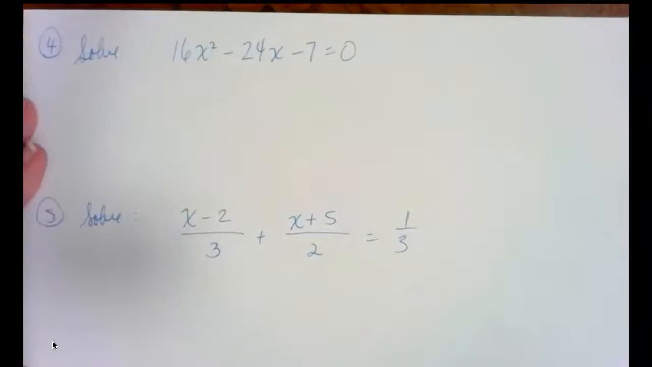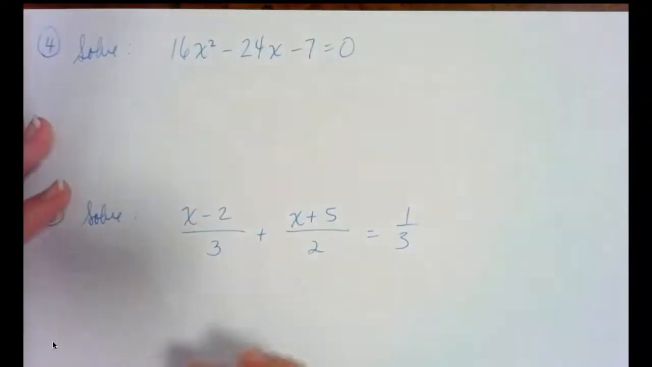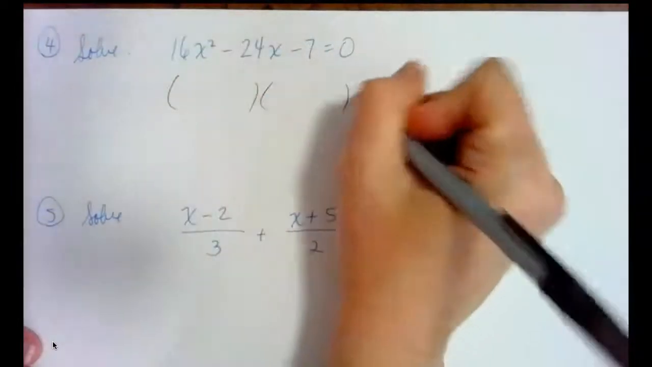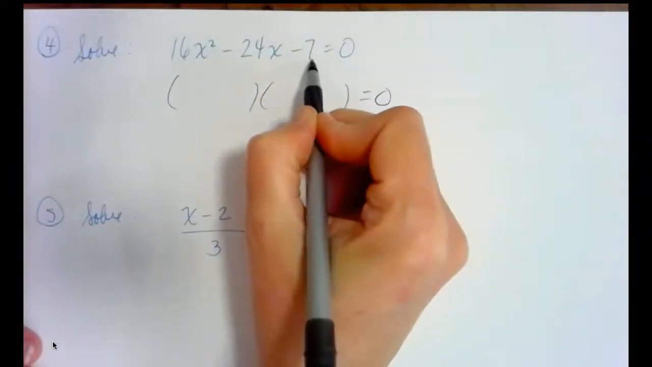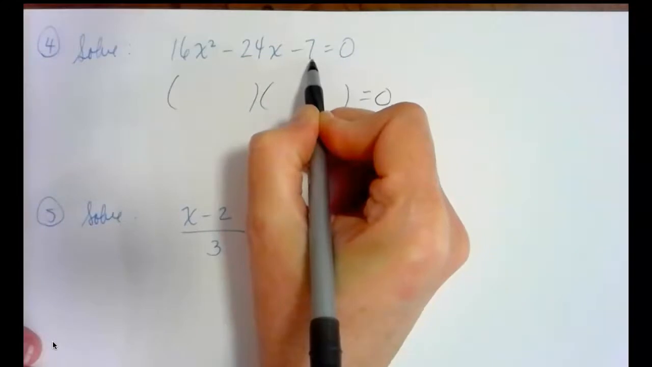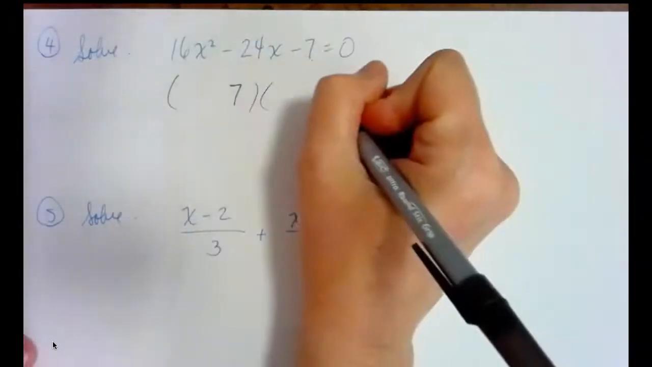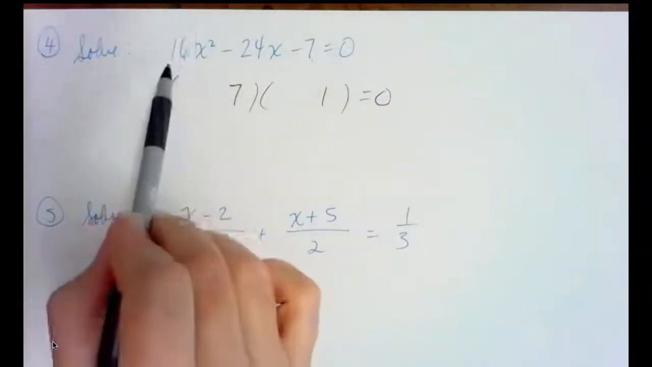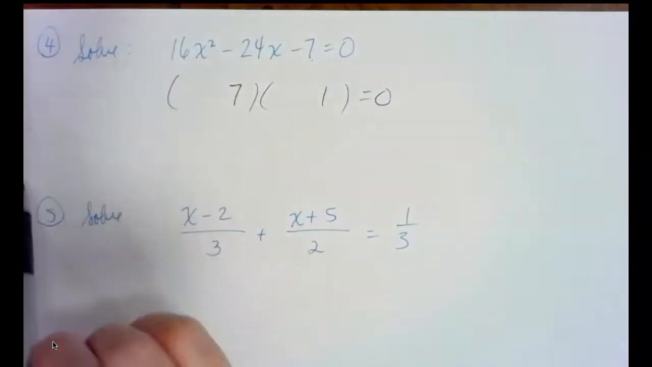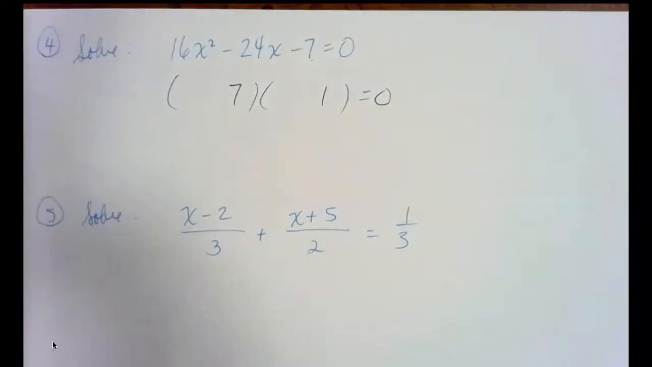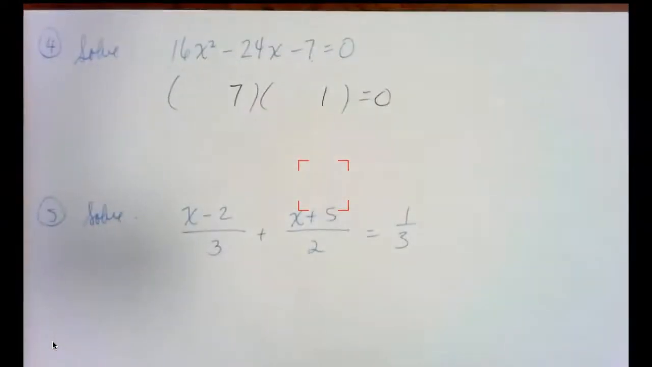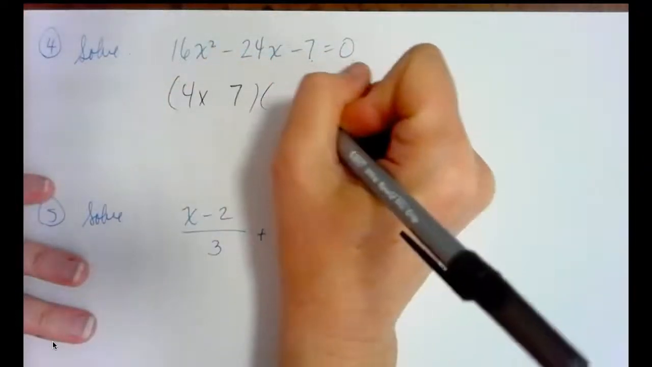Next, number 4, solve. Basic quadratic equation. Hoping this one is factorable. I do believe it is. We've got this prime number 7 sitting on the end. So let's go ahead. It's a -7, so let's put 7 here, 1 here. We've got 16 up front, so the options are 1 and 16, 2 and 8, and 4 and 4. I'm going to go with 4 and 4 because that seems to be making the most sense.